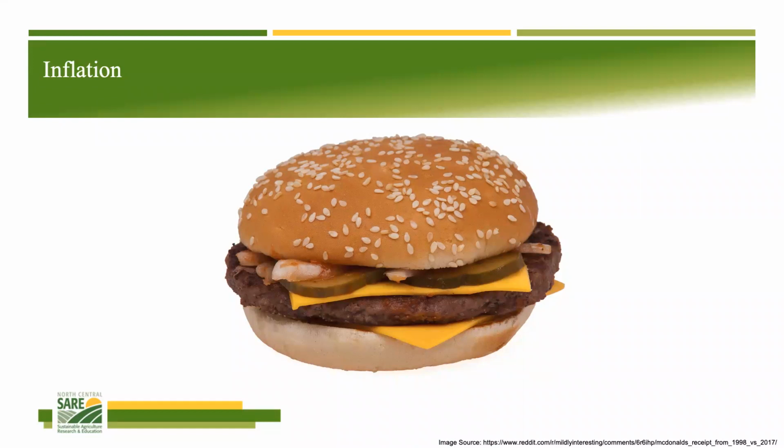The first thing I want to talk about is inflation, and we're going to look at an example of this through the perspective of a cheeseburger. In general, inflation is the rate at which the price of goods or services rises over time. Consequently, as the cost of those goods goes up, it decreases the purchasing power of the currency.